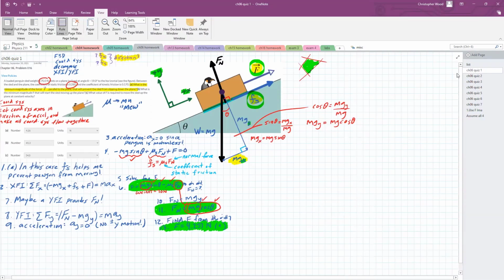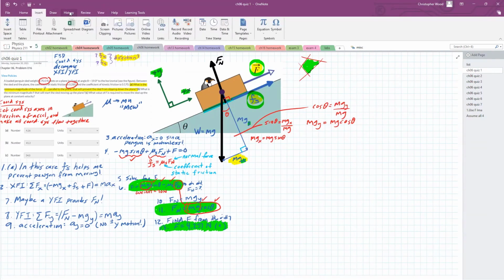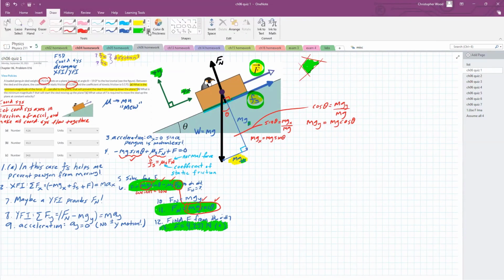Part B is saying the same thing, except with one difference. Part B is saying, what is the minimum F again? So once again, we're after the minimum F. However, check out what part B is saying. That will start the sled moving up the plane. So I'm going to clear some of my free body diagram.